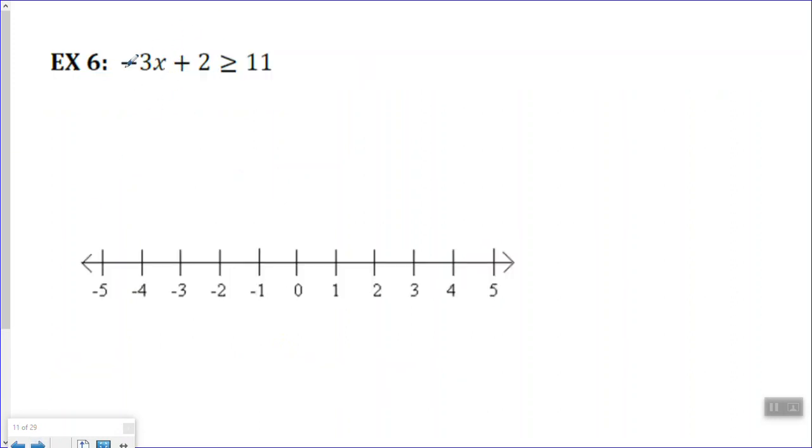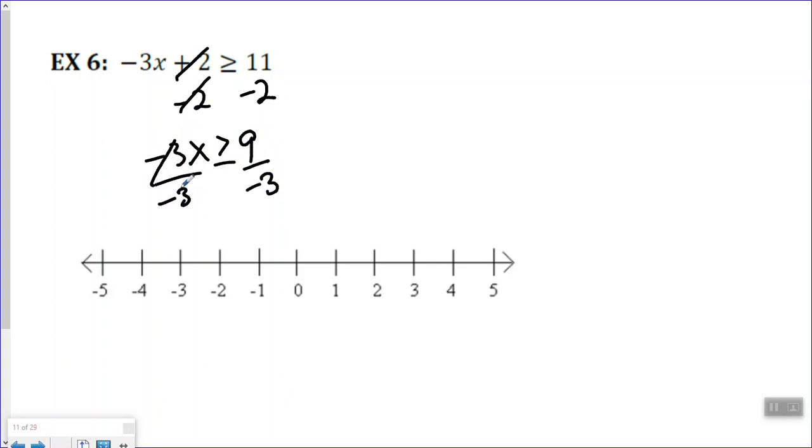Okay, now negative 3x plus 2 is greater than or equal to 11. Subtract 2 on both sides. Negative 3x is greater than or equal to 11 minus 2, which is 9. Now you are dividing by a negative number, so the negatives cancel. You have x. 9 divided by negative 3 is negative 3. Here you are going to switch the symbol because you are dividing by a negative number. Negative 3, closed circle, x is less than or equal to, go to the left.